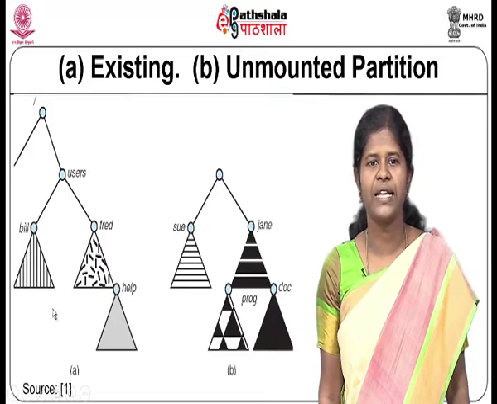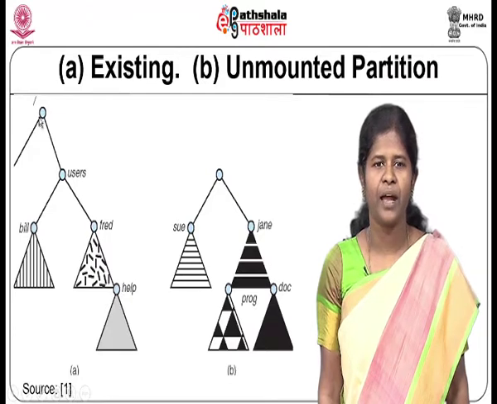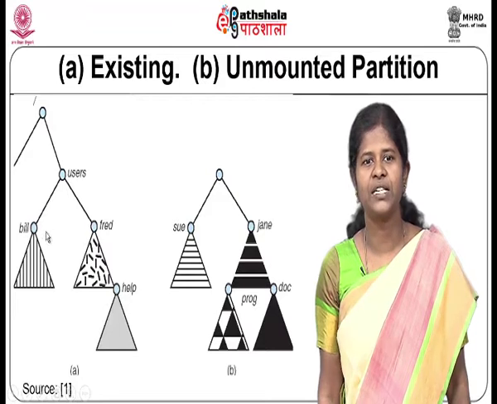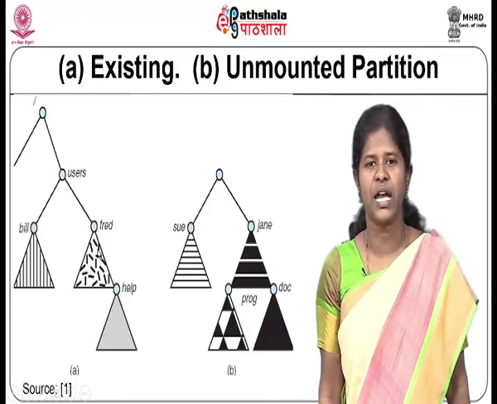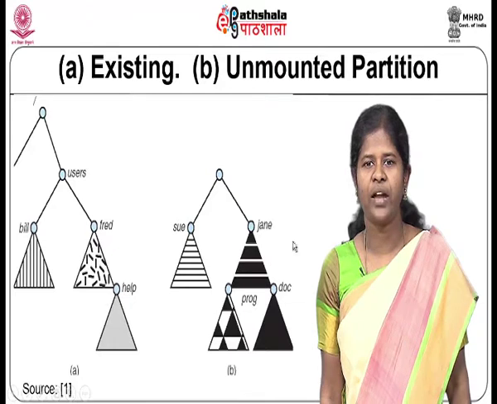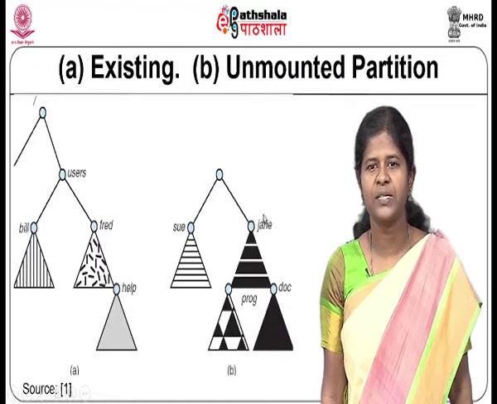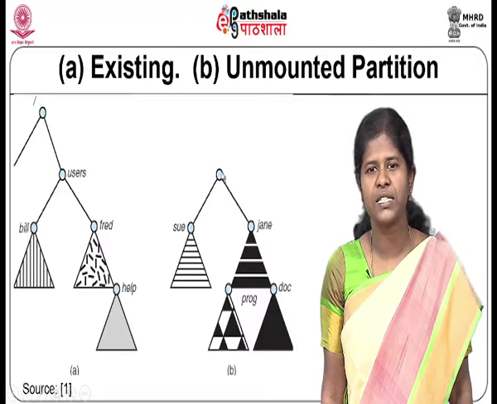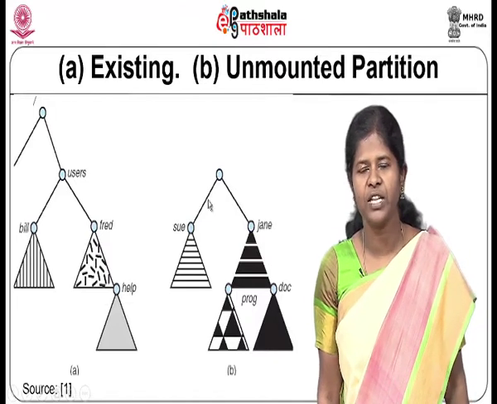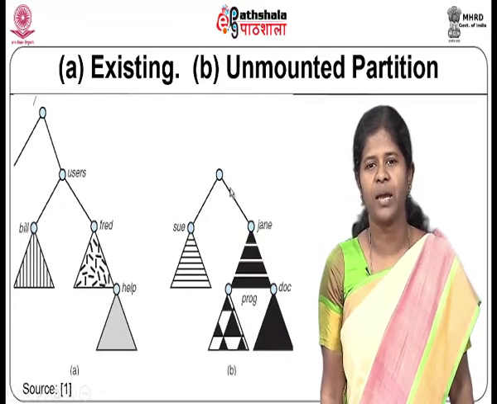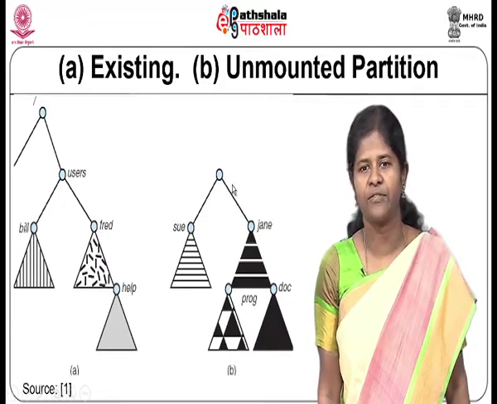Here you have an existing file system which has a root directory, and beneath the root directory there is a directory called users, and beneath this users directory there are two other directories, Bill, Fred, and so on. And you have another file system with the root and Sue and Jane as subdirectories, and this file system is kept in a different device. Maybe you can say it is kept in a USB or a pen drive.